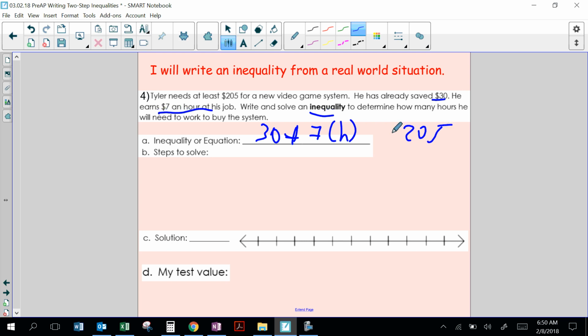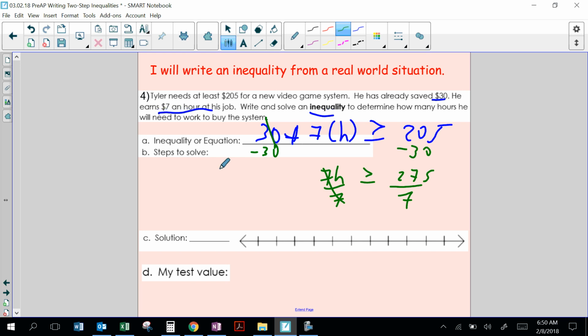That means to buy it, he needs $205, so it could be equal to that or more. It's good to have more money. So solve this. I need to isolate this variable. How can I get rid of this constant? I subtract 30 from both sides. 5 minus 0 is 5. 20 minus 3 is 275. 7h. So let's divide 7 on both sides because the inverse of multiplying is dividing.